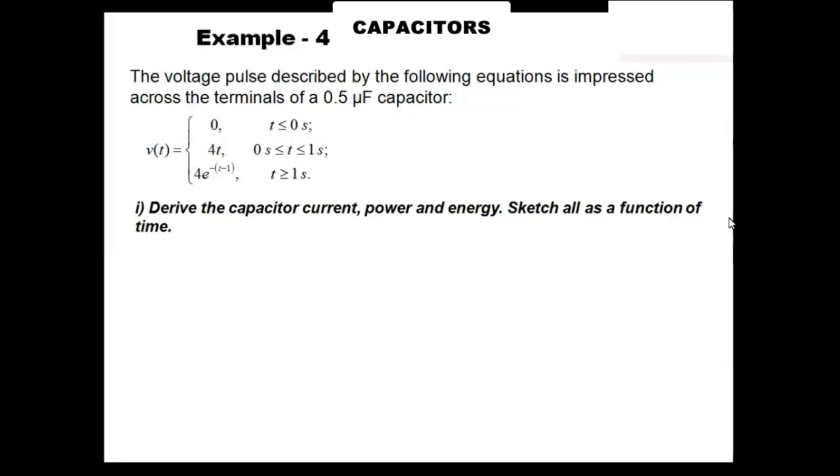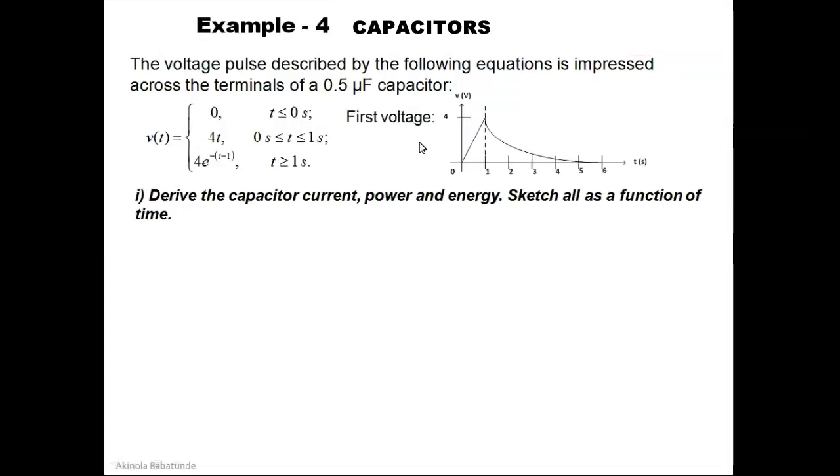All right. So the first thing you want to do is this. You will find that we can easily sketch the time waveform for the voltage before we go ahead. At the beginning, v of t is equal to 0 when time is less than or equal to 0, so at this particular point we do not have any representation on the graph. Then the second voltage expression is v of t equal to 4t, where time is greater than 0 and less than or equal to 1.